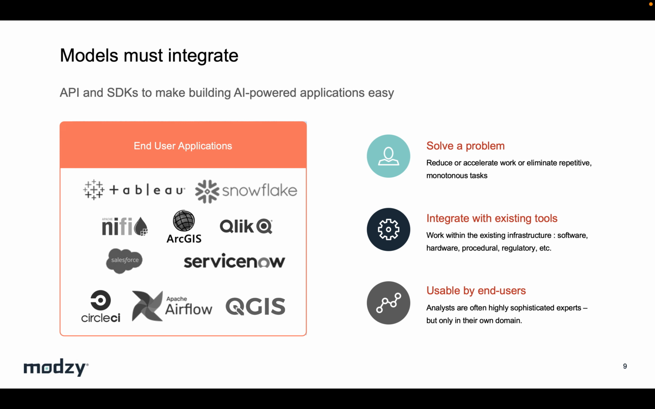A lot of times what we want to do is identify a problem and then just figure out a faster, more efficient means to an end. Reduce, accelerate, eliminate repetitive, monotonous tasks. All these things are prime candidates for ML and AI algorithms. We just have to identify that problem and then identify a solution to it through a model. But once you've accomplished that, you do need to integrate with existing tools.